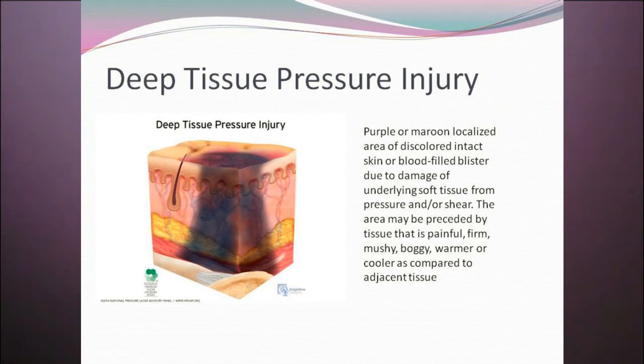And sometimes what we see with deep tissue pressure injuries is that even when we are doing all of the care that's appropriate, because of that underlying damage that's already occurred, it continues to manifest itself. And what we see is that even when we have a great plan of care and we are doing all the interventions that we need to be doing, unfortunately this wound will actually get worse before it gets better.